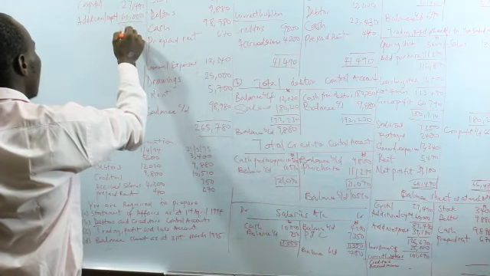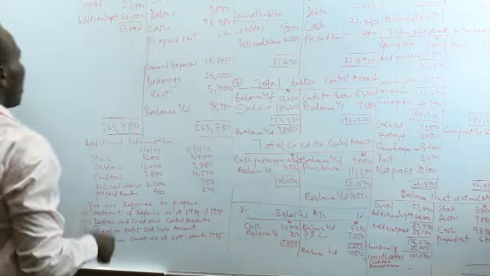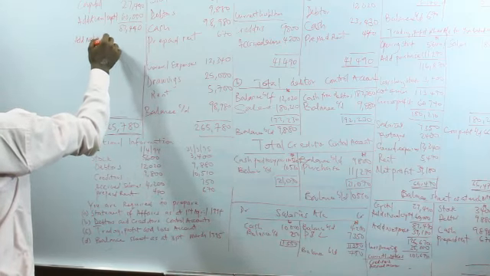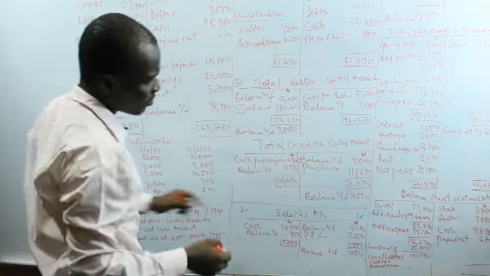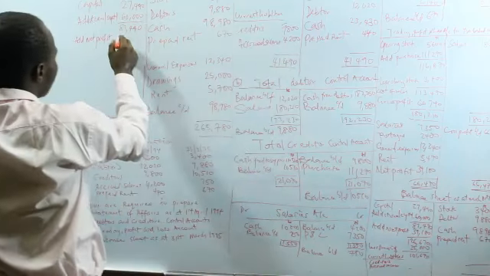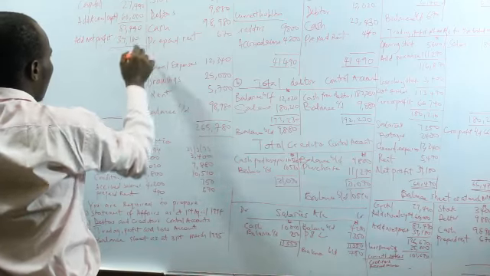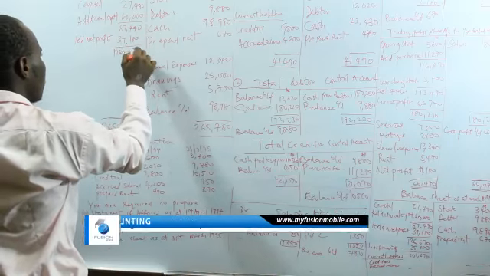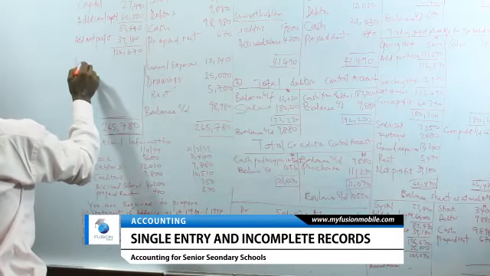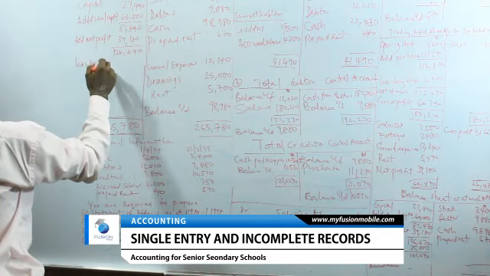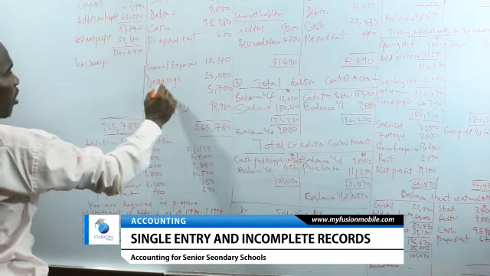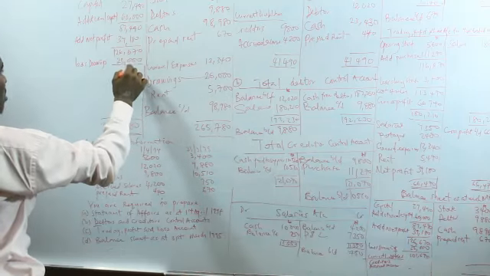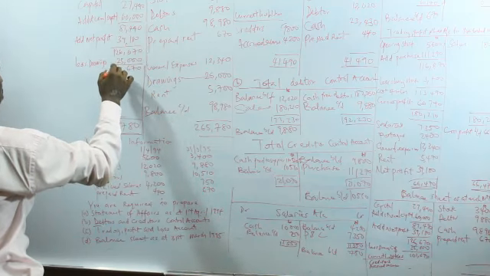So we have 87,490. Now add net profits within the period. The net profit was 39,180, and that gave us 126,670. So we can less our drawing within the period, and the drawing was 25,000. So we're going to have 101,670.